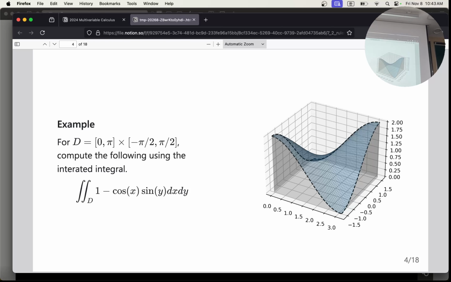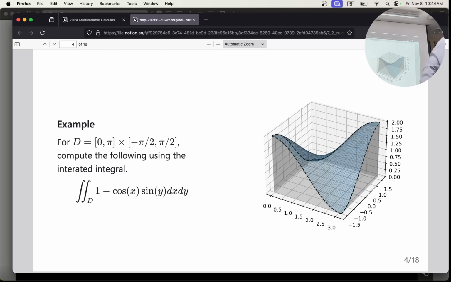So here we have some kind of a saddle surface. So we have it going up and down over the rectangular region. So this is our function, 1 minus cosine x sine y. I want to find the volume under the graph. Okay, so as I said, you can compute the volume by partitioning this entire region into n squared subregions. But let's use the Fubini theorem.